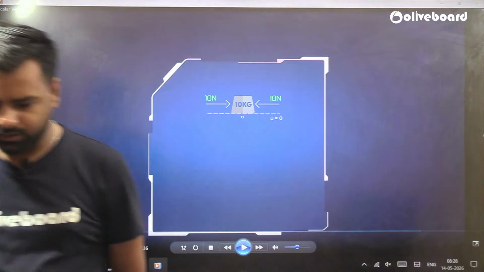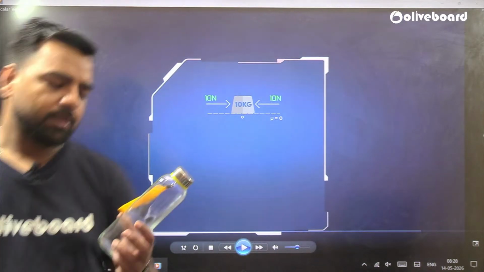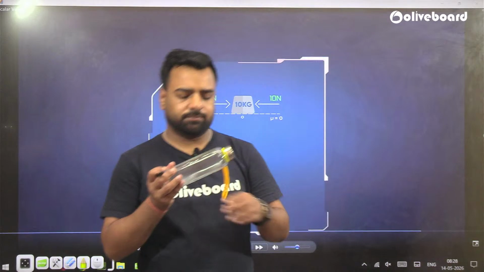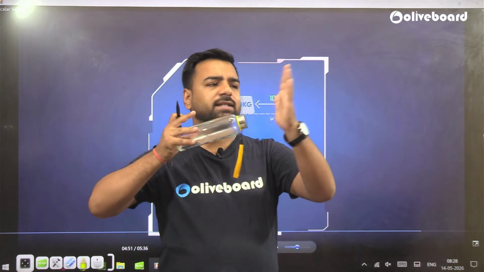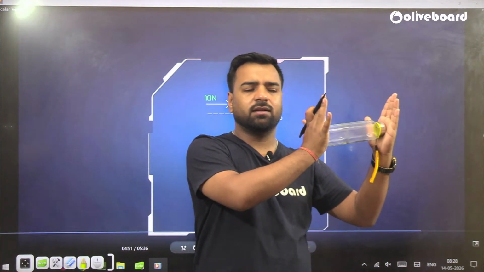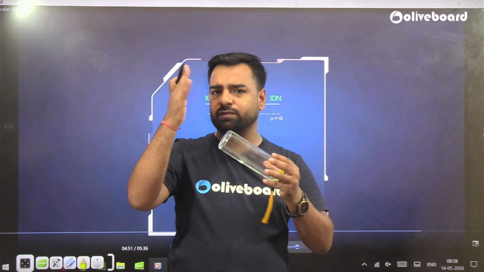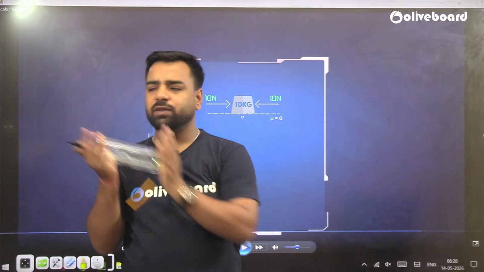I have an example. This is my water bottle. Now guys, if I don't exert any force from this direction, obviously the 10 newton force will shift it towards this side. And if I'm not applying force from this side, then this 10 newton force will be applied on the bottle and it will move to this side.